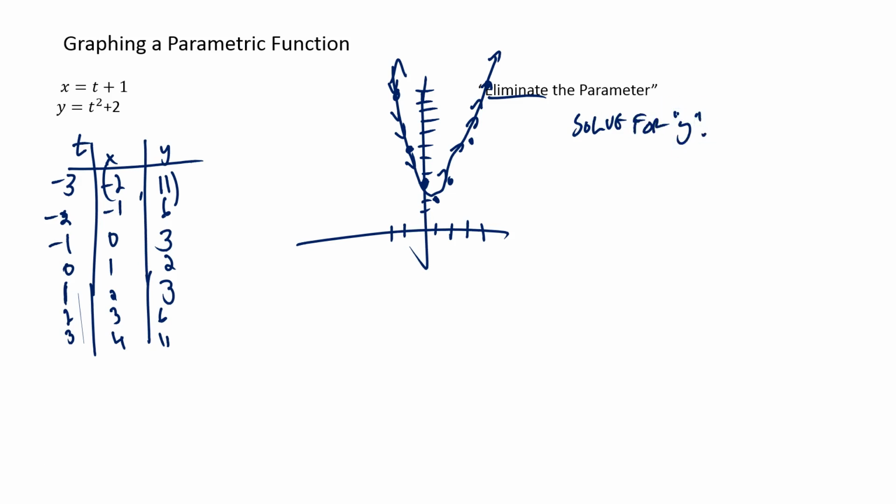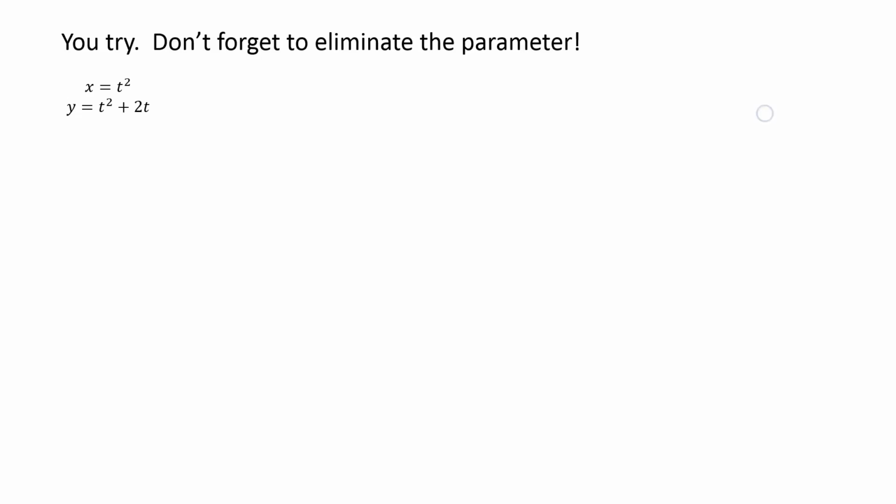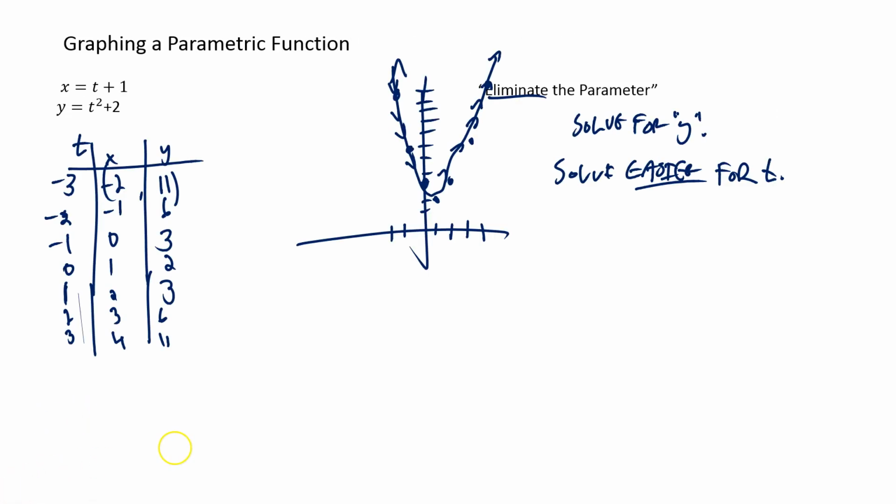So all they're asking us to do here is solve for y. So what I'm going to do is solve the easier of the two equations for t. This one has a square. I generally don't like squares, so we're going to use the x equals t plus 1.